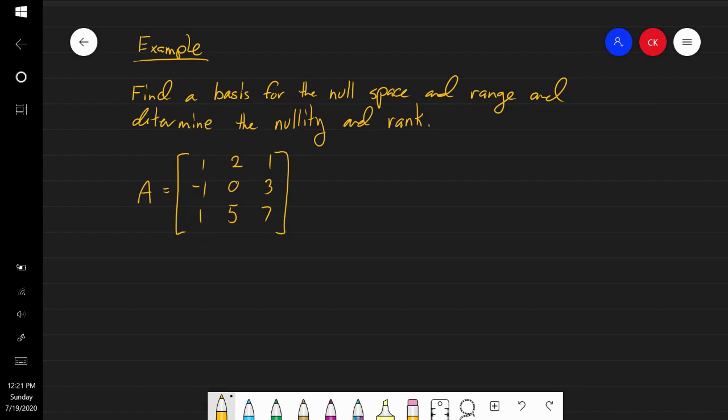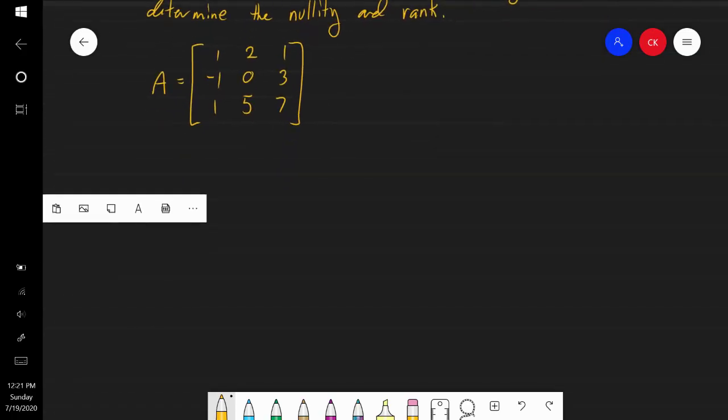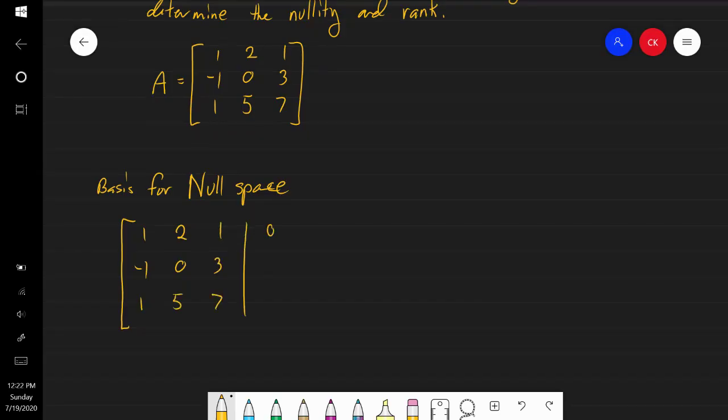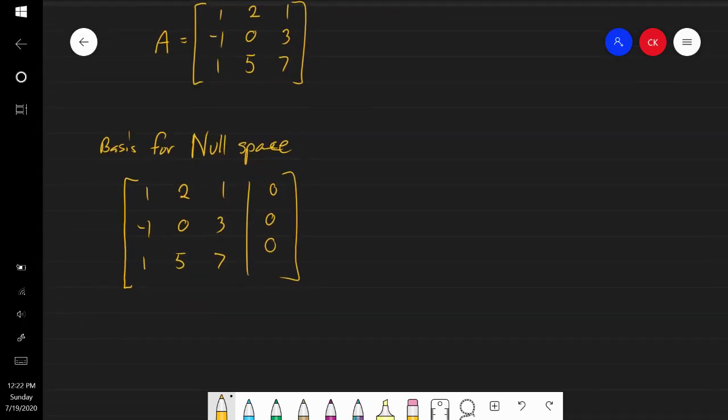We want a basis for the range, so we need a basis for the output values from this. Let's go after the null space first, though, because that's a little easier. So the basis for the null space, as we know, is just going to come from setting this equal to 0. So the homogeneous system. That's what it means for the null space. Again, what we're looking for is a basis for the set of all x's, so the input values, if you will.